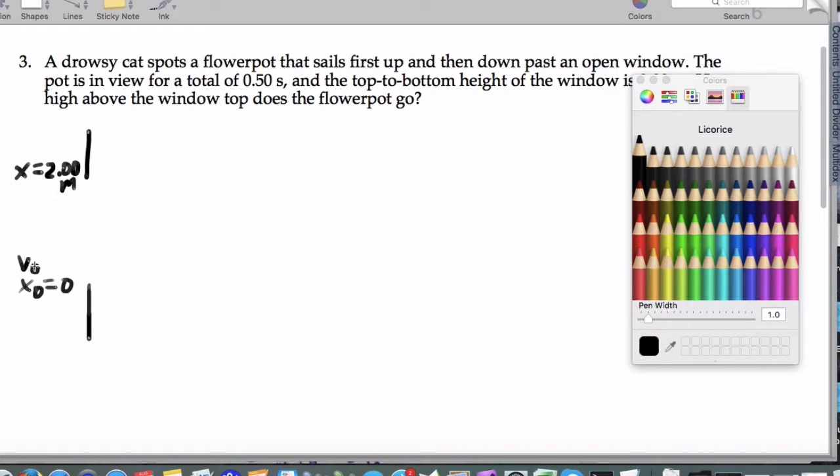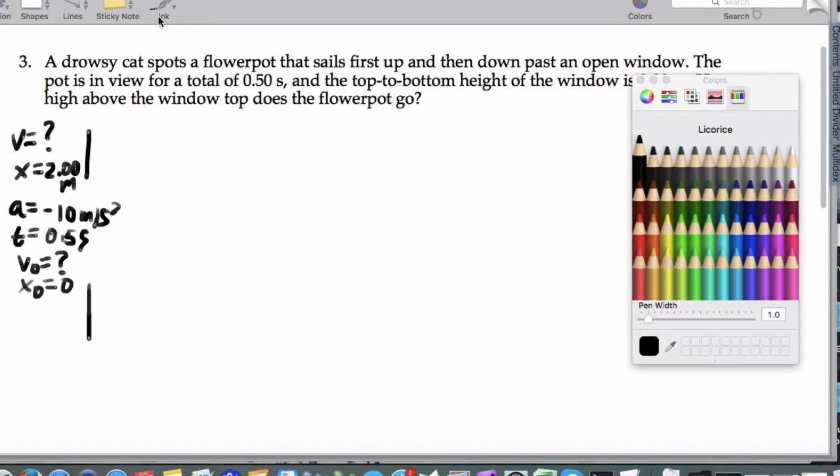We have an unknown initial velocity. It is not 0. We have an unknown final velocity. We know our acceleration is negative 10 meters per second squared because it's gravity. And we have a time of sailing past the window equal to 0.5 seconds.